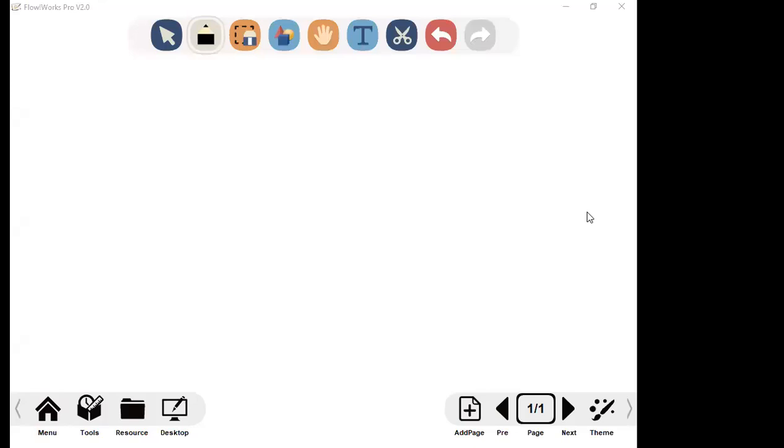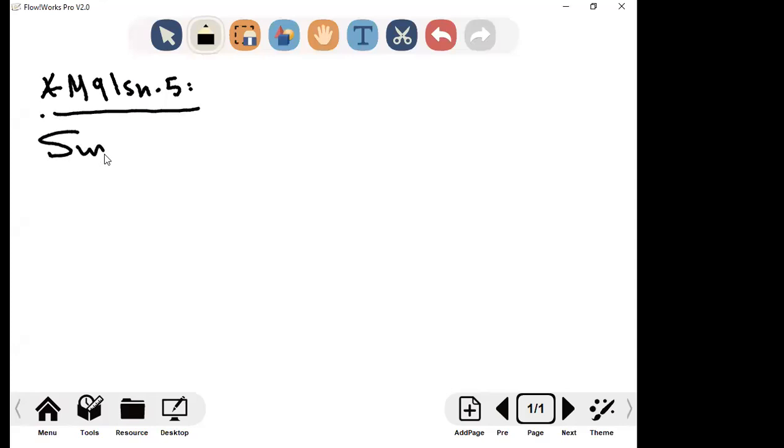We are in module 9, lesson 5, surface area.